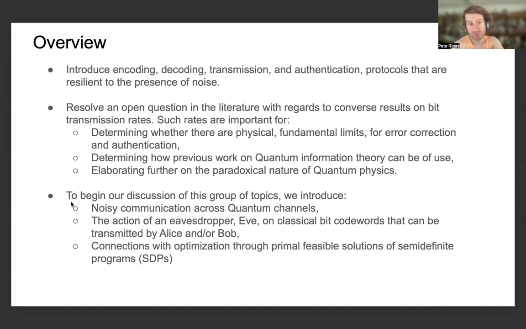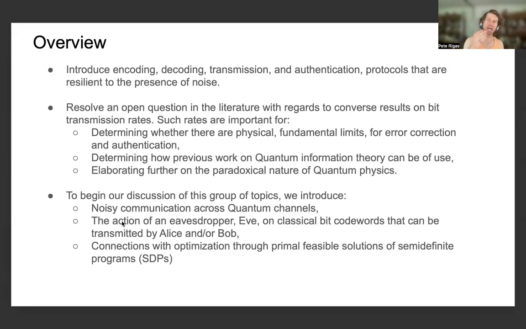And altogether, as we were discussing in the first presentation of the series, to begin our discussion of this group of topics, we introduced the noisy communication across quantum channels, which is dependent upon the encoding and the decoding, as well as the transmission mechanism that Alice and Bob are using, over which they're sending these protocols from classical bit information through a quantum channel. And this is also drawing our attention to the action of the eavesdropper, Eve, on classical bit codewords that can be transmitted by Alice or Bob.